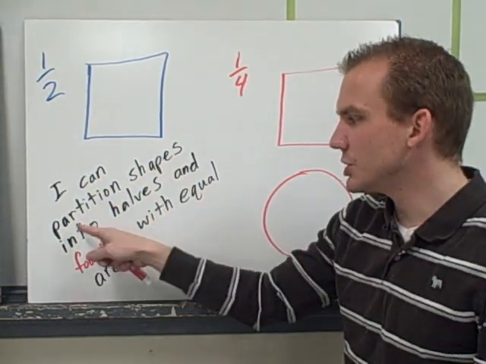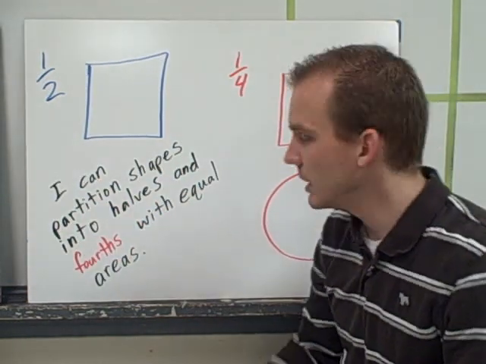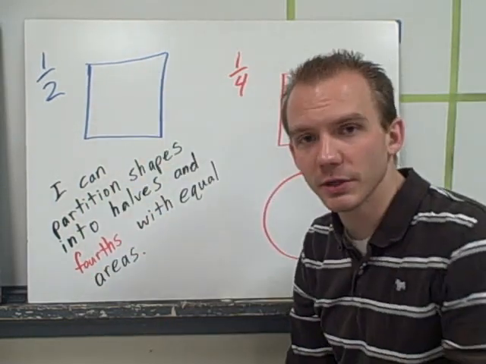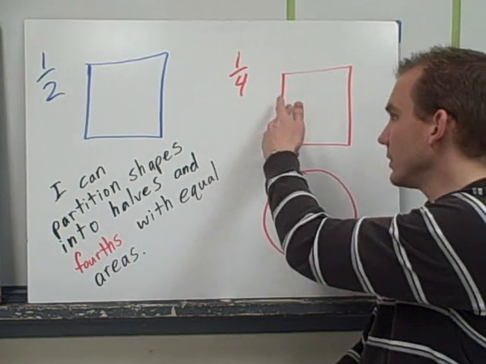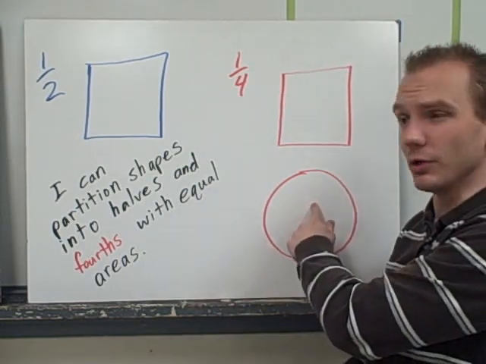I can partition shapes into halves and fourths with equal areas. So halves and fourths is what we're looking at. Here's a square. Partition it into halves. Here's another square. Partition it into fourths. And do the circle into fourths too.